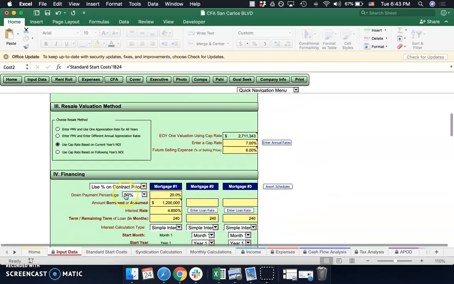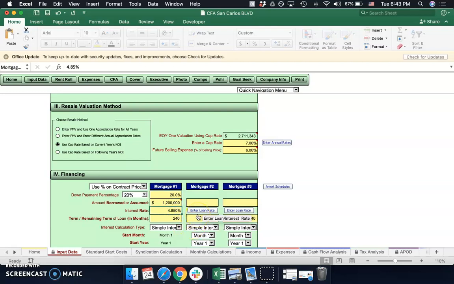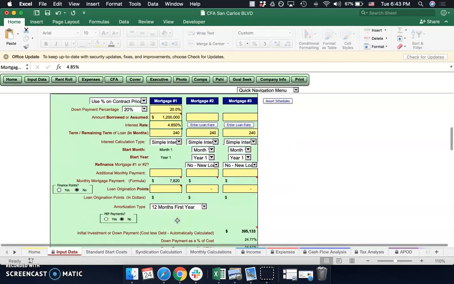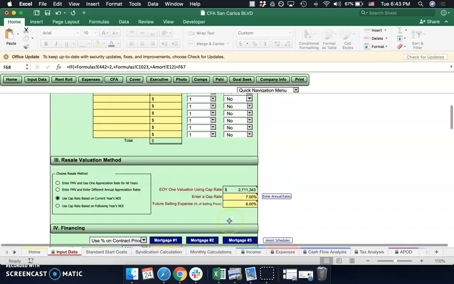Okay, I'm going to lever this property. I'm going to use a bank's money at 80% LTV. I'm going to put 20% down. I got quoted a 4.85% interest rate for a 20-year term. And this sheet is going to automatically calculate what my mortgage payment is going to be.